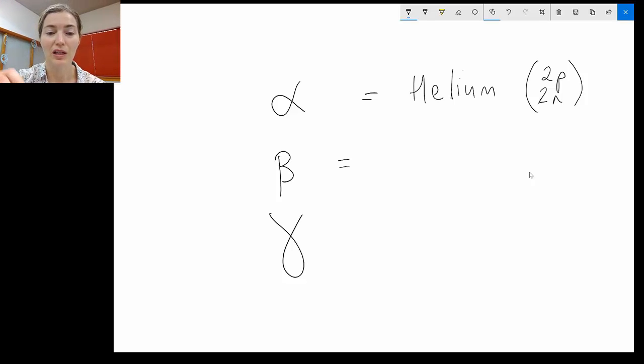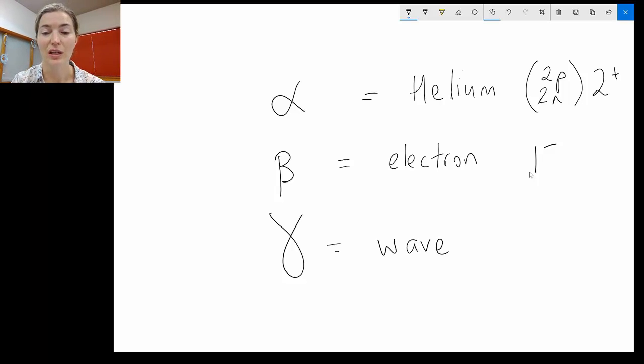The second option is beta decay, and basically that's an electron. So this has a charge of 2 positive. An electron has a charge of 1 negative. And gamma, which is like a wave of energy. So it's not a particle, the first two are particles, and gamma is a wave.